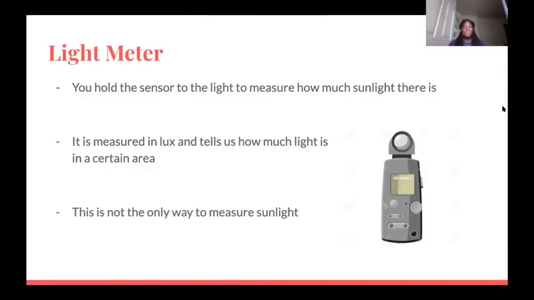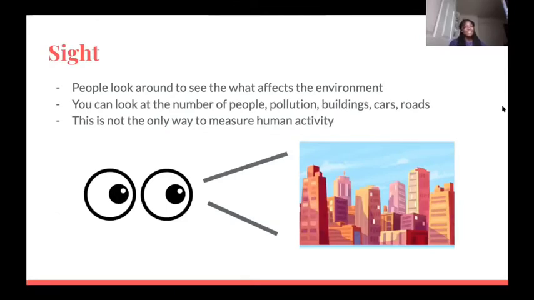Okay. Sight is used to see what is around your environment. It can really help you look at the number of people, pollution, buildings, cars, roads. Sight is a very important sense.